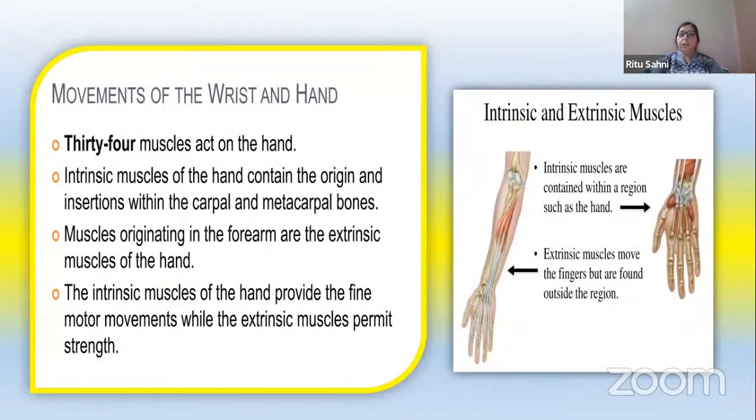Then there is the myofascial component, the muscles which act for the hand, known as the intrinsic and the extrinsic muscles. According to their structure, the intrinsic muscles are contained within the region, such as in the hand, and the extrinsic muscles move from the forearm and originate into the hand. So these are known as the intrinsic and the extrinsic muscles.